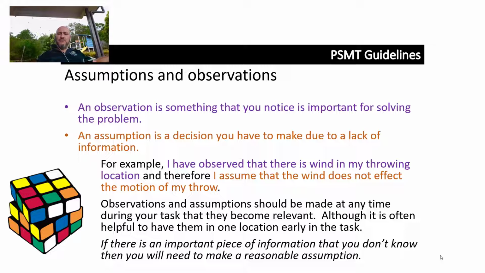An assumption is a decision you have to make due to a lack of information. So, this is going to affect it, is an observation. How am I going to fix that? I'll assume that it has this effect, or it's negligible, or it doesn't exist. So there's an assumption. So I'll go through a couple of specific examples for this later on, but that's the general principle. You'll often find that they're made early in the task, but also throughout the task.